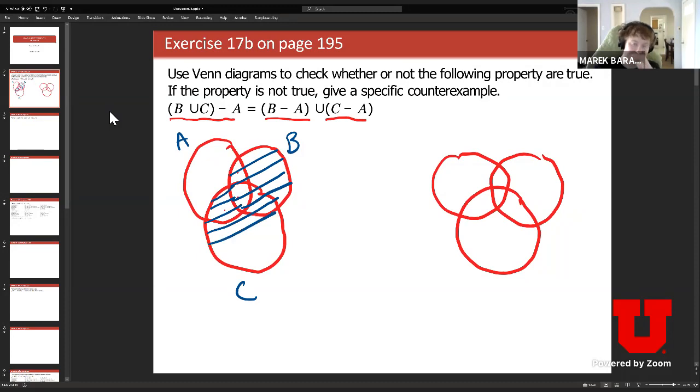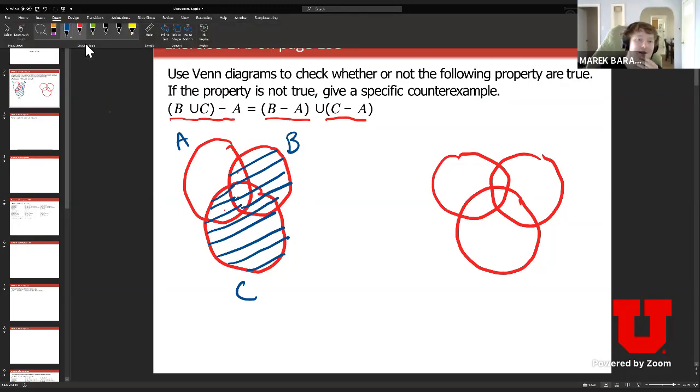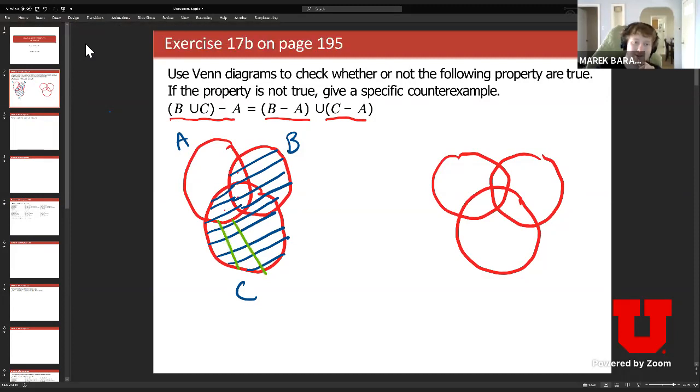And then we subtract off. We're just going to highlight the portion that doesn't have A in it. So here.